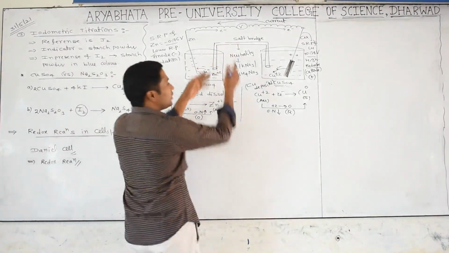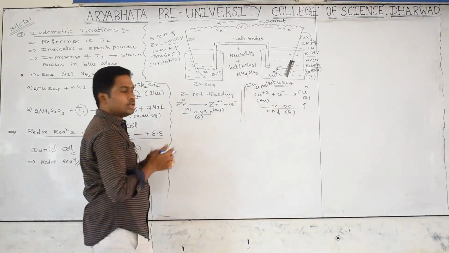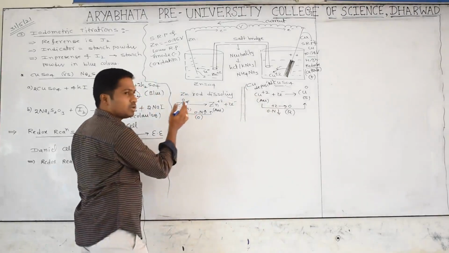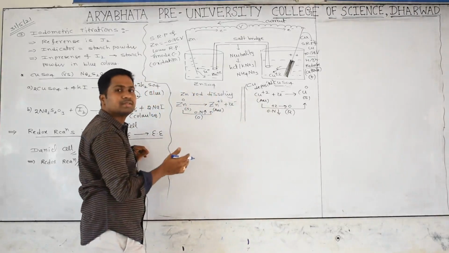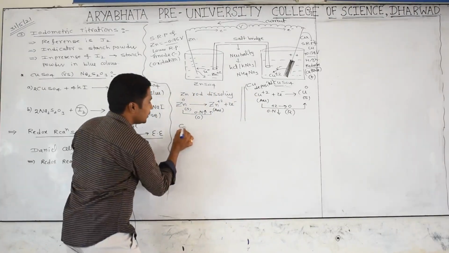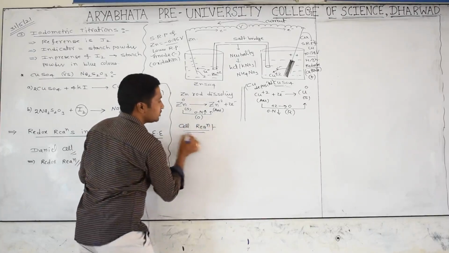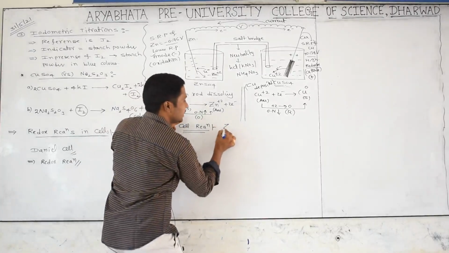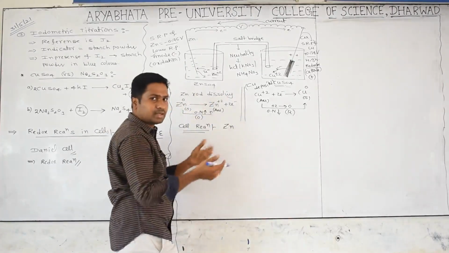And whatever salt bridge we are using here can be denoted by a double vertical line. So finally write down, this is the oxidation of the cell, this is the reduction of the cell. Together we are calling it the cell reaction. Write down here: cell reaction. Cell reaction means what is happening here? Zn oxidation plus reduction together is called a redox.